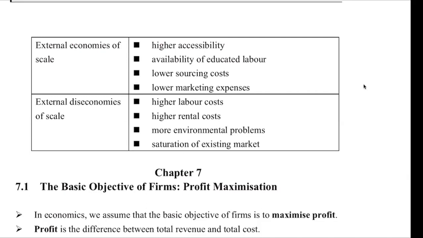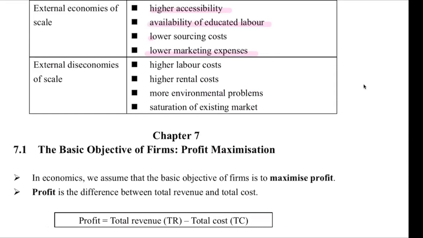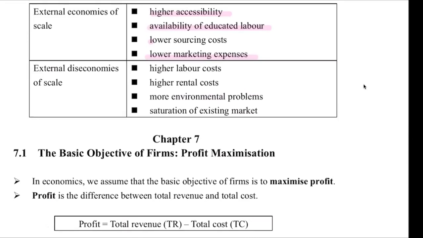So for external, how we save average cost is: higher accessibility, that means the transportation cost is lower. Then the availability of educated laborers, that means well-trained labor. Then lower marketing expenses. Marketing expenses again, so it's a common feature of both internal and external. Very good. For diseconomies of scale, just give the opposite.